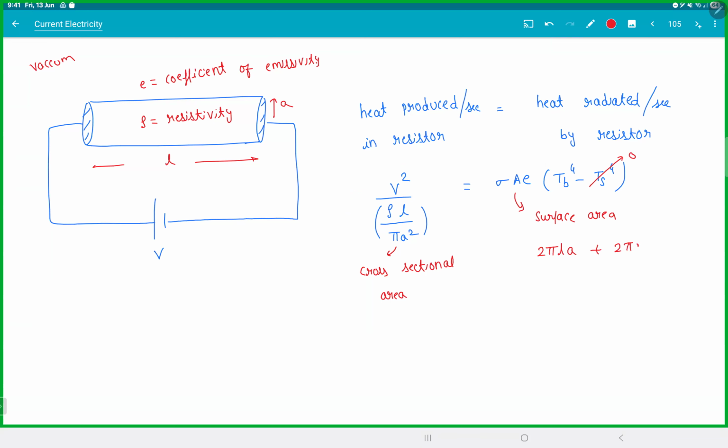plus 2 pi A square. There are two disks also, no? You have to include this disk area also. So this will be the curved surface area, and this will be the disks. Solve this, you'll get the temperature of the resistor. Clear with this? It's one equation, but you should know that you're relating it to heat transfer, radiation and current electricity. Clear with this?